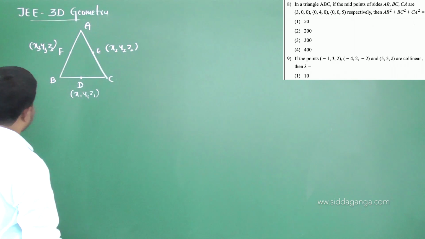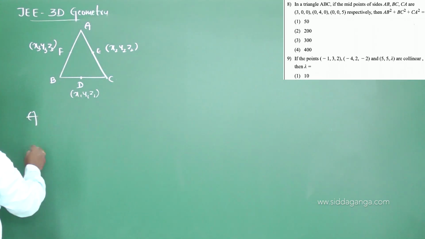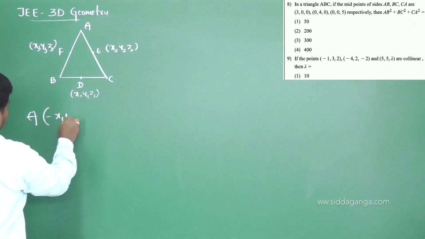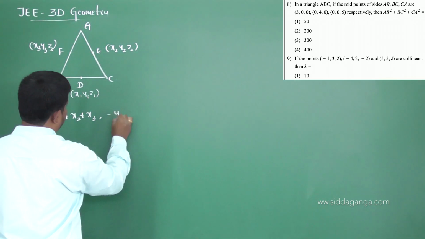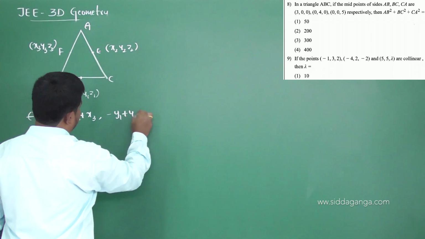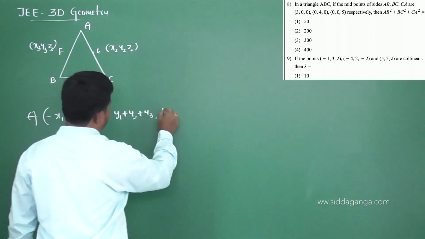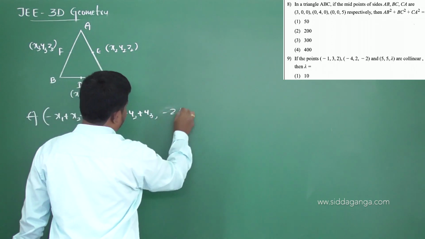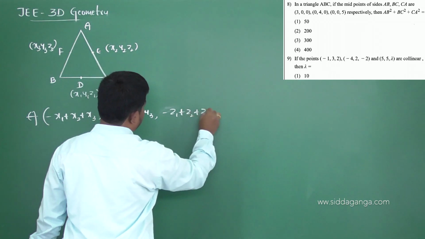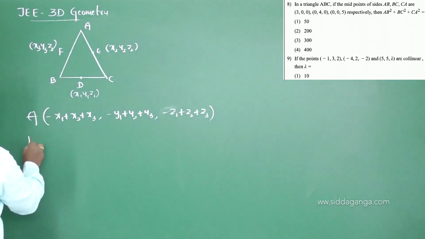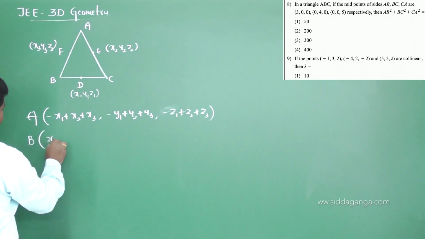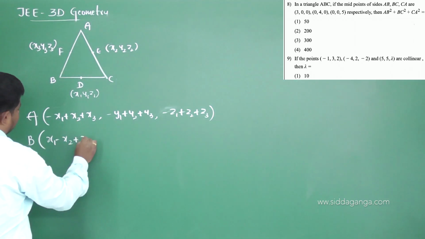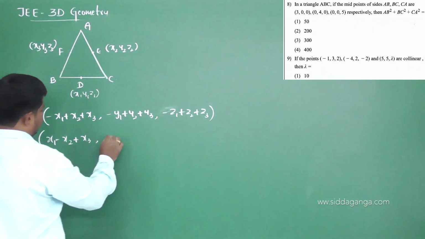In this case, A will have the coordinates: x coordinate will be minus x1 plus x2 plus x3, y coordinate is minus y1 plus y2 plus y3, z coordinate is minus z1 plus z2 plus z3. And the point B will have the coordinates x1 minus x2 plus x3. Observe the difference.